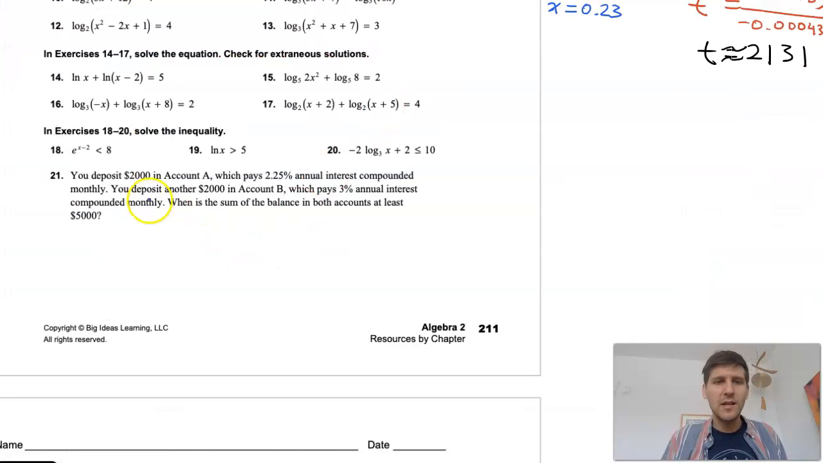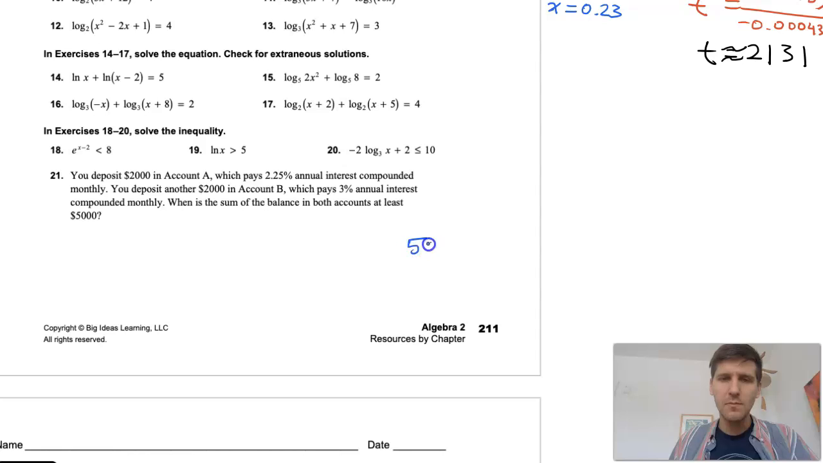So this is saying we have two accounts. We deposit 2001 that pays 2.25 annual interest, compounded monthly, and then 2000 in account B, which pays 3% annual interest compounded monthly. When is the sum of the balance in both accounts at least 5,000?